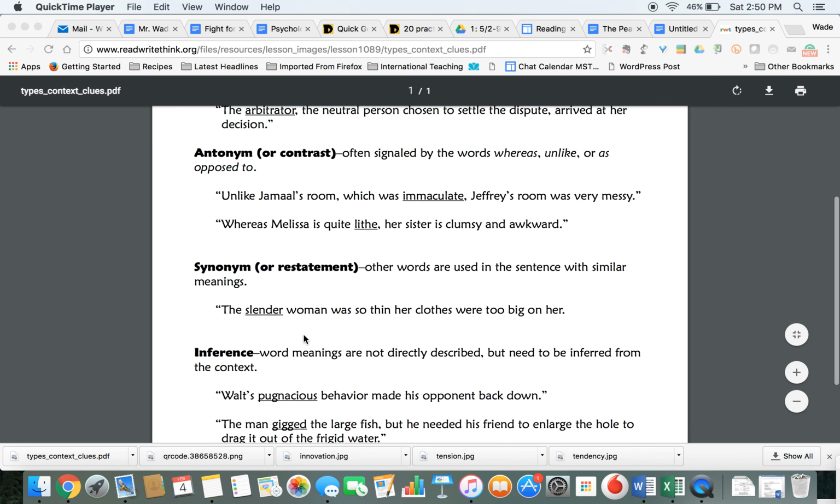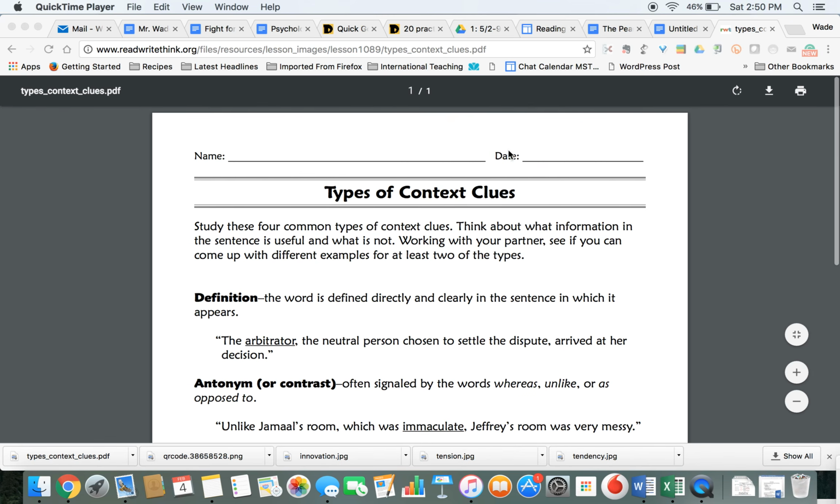So these are the four types of context clues that you'll typically run into when you're reading.